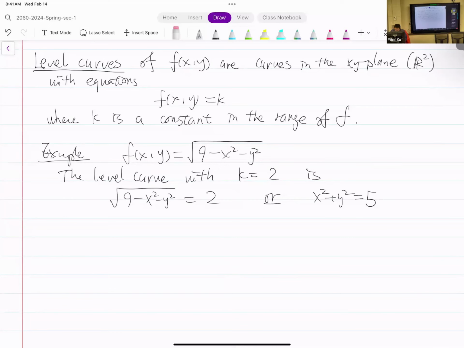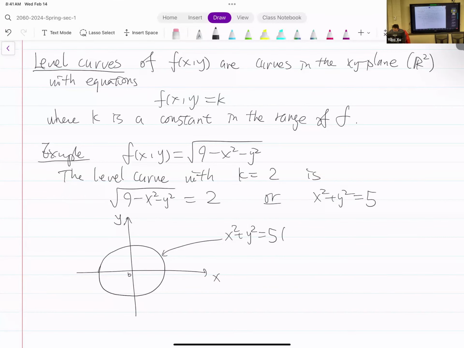Okay? A circle in the xy plane. So let's see. Circle. So okay, of course the circle doesn't look perfect, but you get the idea. So here this is x squared plus y squared equals 5, right? And this is level k equal to 2. The output level k equals 2. Okay, so this k just indicates the output level. And now basically the x-intercept here is the square root of 5.